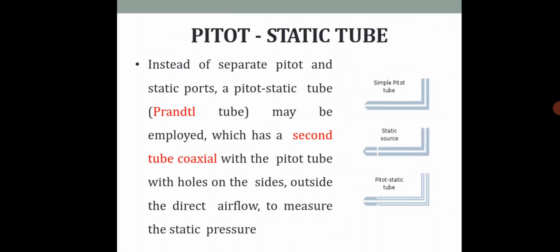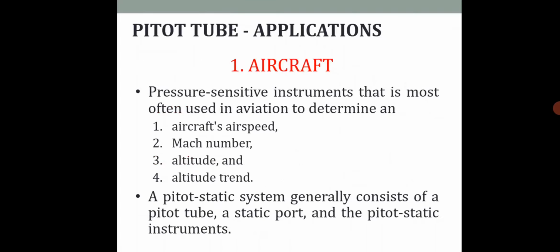You can see the diagram. The first one is a simple Pitot tube, the second is a static source, and this is a Pitot static tube. So what happens is, it has a second tube coaxial with the Pitot tube, with holes on the sides, outside the direct airflow, to measure the static pressure.